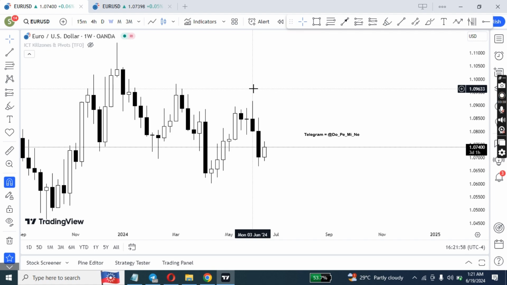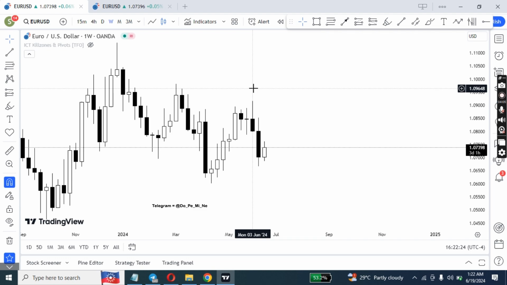The daily is going to be used to find draw on liquidity and certain bias, and the 4-hour is going to be used to find a CRT during the day, which we can use to frame our trade setup on the 15-minute, which is going to be our entry time frame. Then we're going to execute that setup on the 15-minute, and that is going to give us our stop loss, entries, and targets.